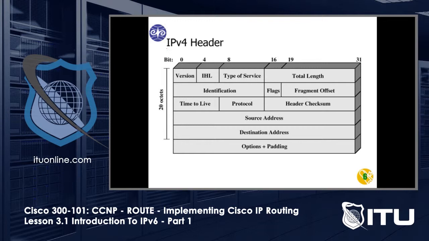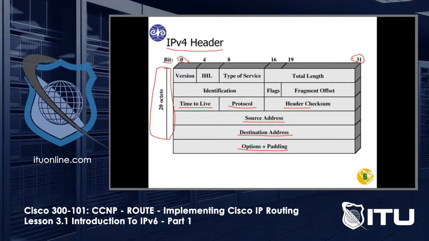Here's the IPv4 header. Okay, here you've got bit 0 all the way up to bit 31, right? Total of 32 bits. And this way we have 20 octets. We have options and padding. We have a destination address, a source address. We have a time to live, a TTL, associated with this particular packet that is the header that is going out. The protocol that is being utilized for the purposes of this particular IP header.